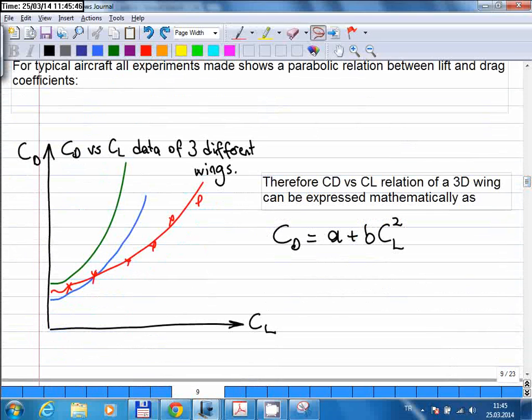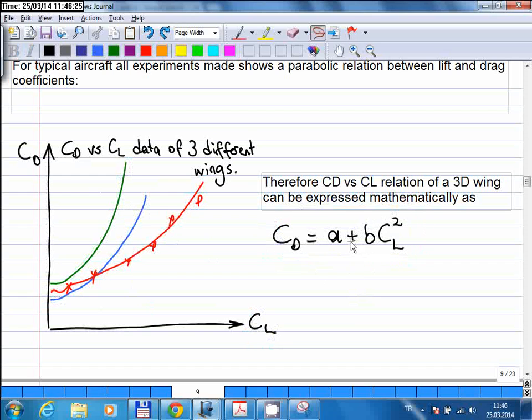So here you see 3 sample data. These are for 3 different wing designs, but they all show a parabolic relation. So they're not all the same, obviously, because they are different wings, but they all share the same characteristic, that if the lift force is increased, the drag force increases by its square. So if you look at all these data, then you see that you can use such an expression for the drag coefficient. So the equation for all these curves look like this.